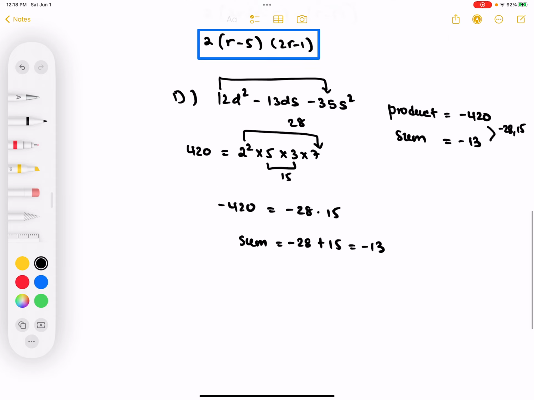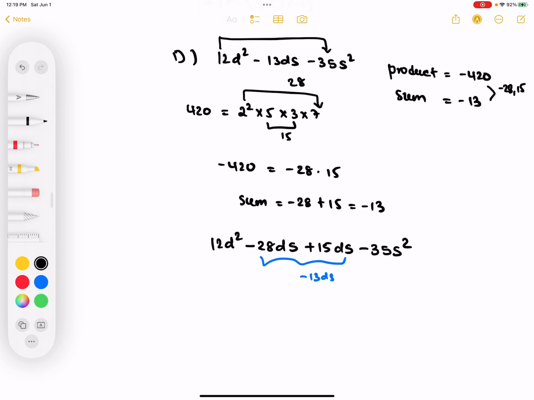Now the procedure is the same. Now let me write this one as 12d squared minus 28ds plus 15ds, minus 35s squared, right? Look at this one. This is equivalent to minus 13ds because it satisfies the product of negative 420, and the sum of negative 13 is minus 28 and 15.